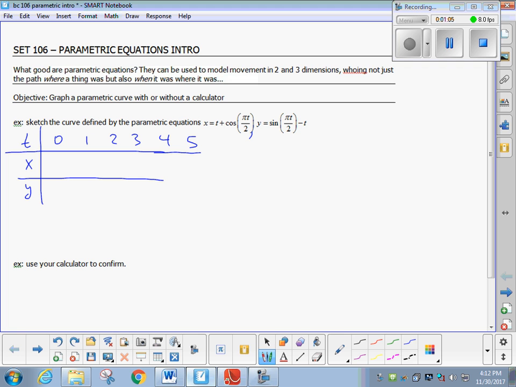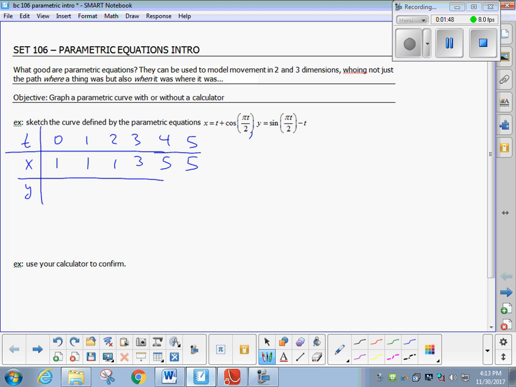Plugging in 0 into the x equation, I get 0 plus cosine of 0, which is 1. 1 plus cosine of pi over 2, which is 1. 2 plus cosine of pi, which is 2 minus 1, which is 1. That's weird. 3 plus cosine of 3 pi over 2 is 3 plus 0, which is 3. And 4 plus cosine of 2 pi is 4 plus 1, which is 5. And 5 plus cosine of 5 pi over 2 is 5. That is a little surprising, I gotta say. It's not quite what I expected, but we'll see how it goes.